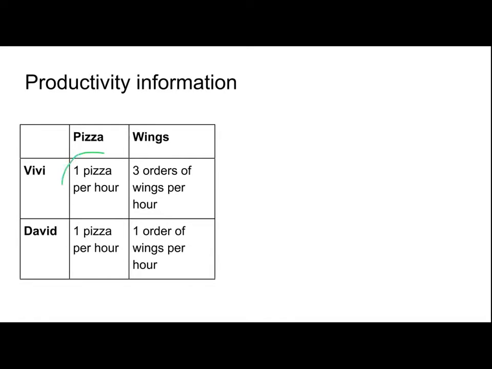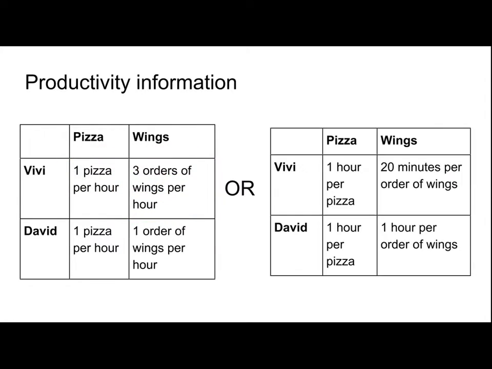So here we see for VV, 1 pizza per hour, 3 orders of wings. Notice that these are the outputs divided by the inputs. And if you can produce more in the same given time, you're more productive. If you can produce less units in a given time, you're less productive. So that's fine. I do want to emphasize that whether you're given the productivity information in terms of output per hour or hours per unit of output, it's the same information.